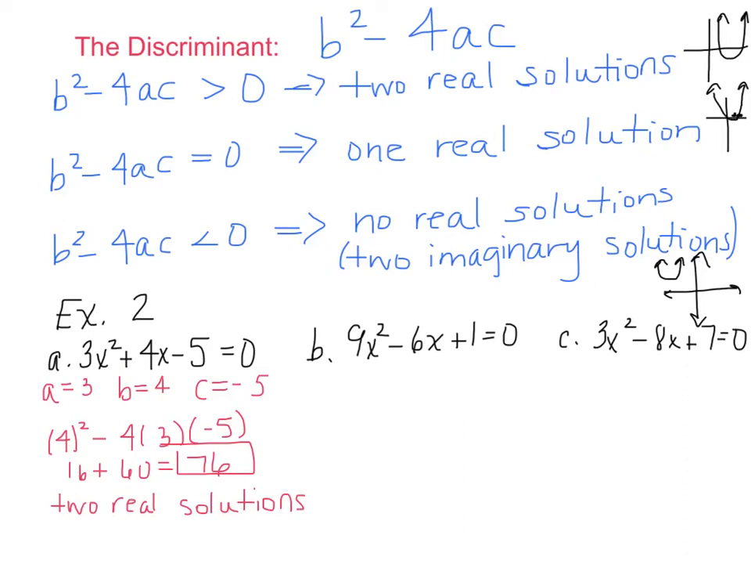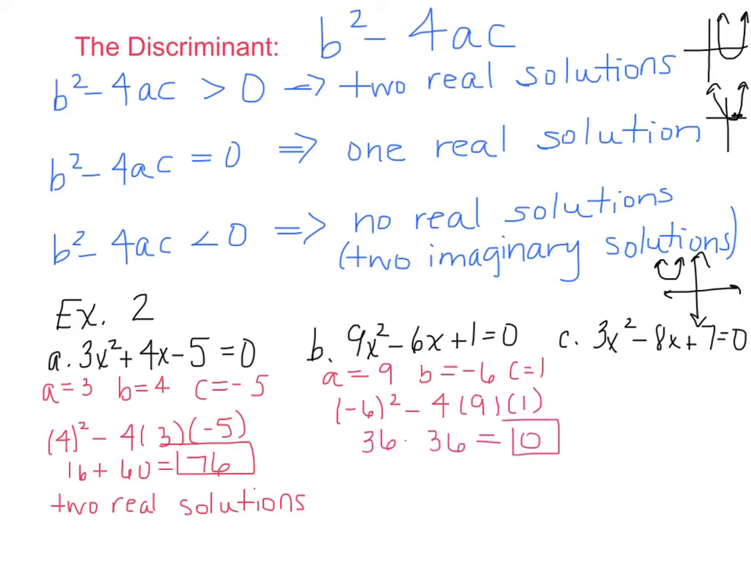And since it's not a perfect square, that means that they're going to come out to be irrational. Here, a is 9, b is negative 6, and c is 1. So we're going to do negative 6 squared minus 4ac. So we're going to get 36 minus 36, which equals 0. So that means we're going to have one real solution.